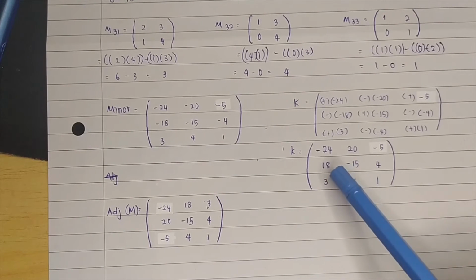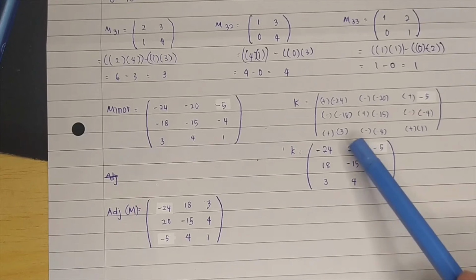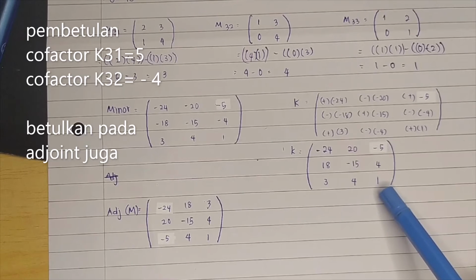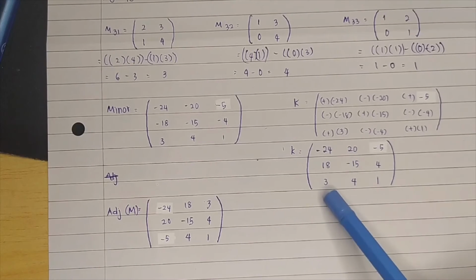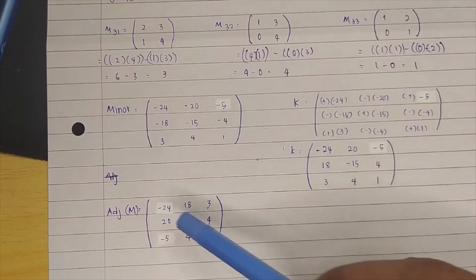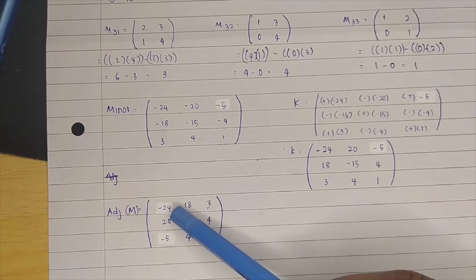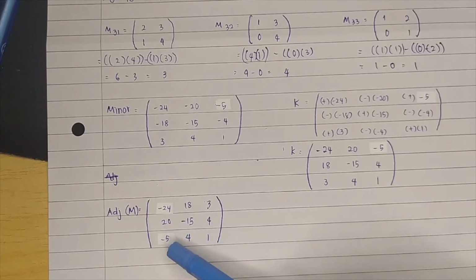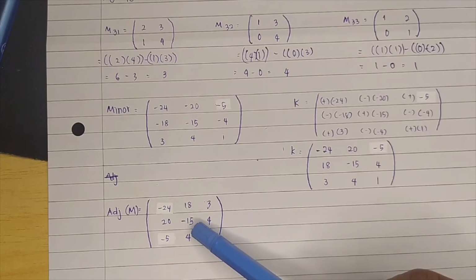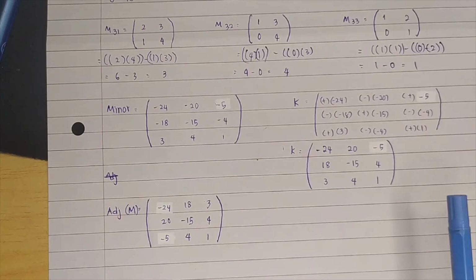Same thing for the second row, third row, second column, third column: row to column, column to row. So the answer will be negative 24, negative 20, negative 5, 18, negative 15, 4, 3, 4, 1. Okay, that's all for me.